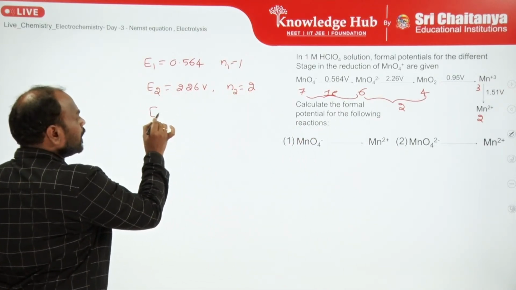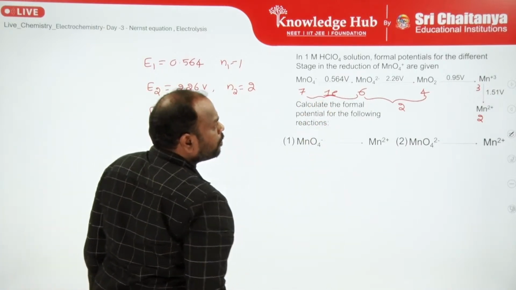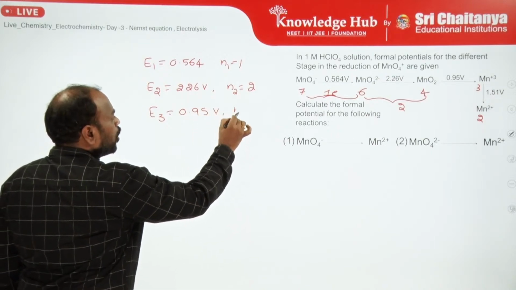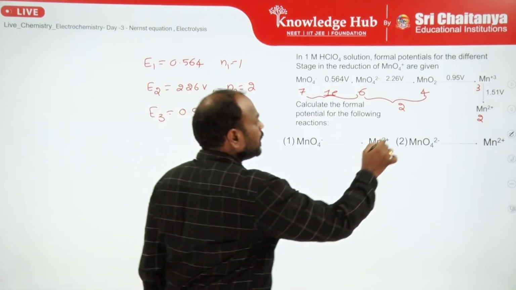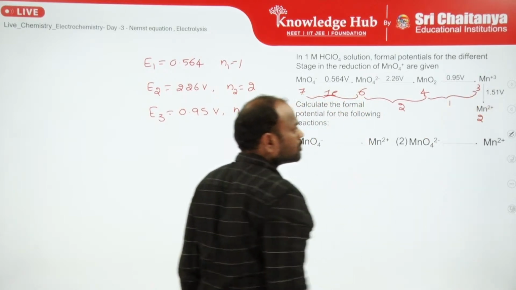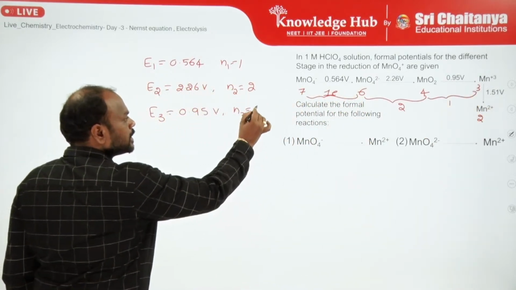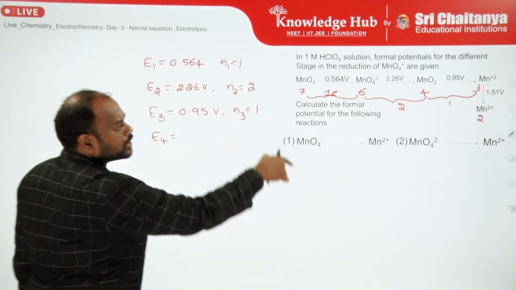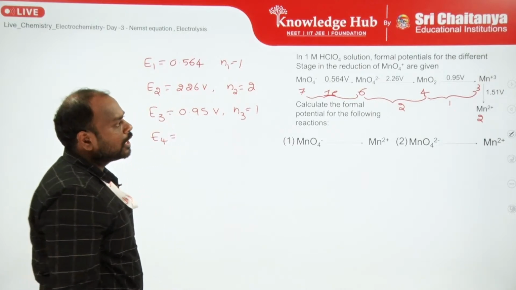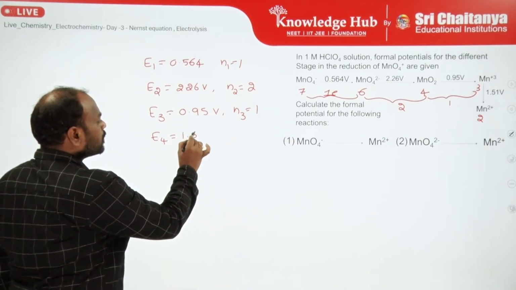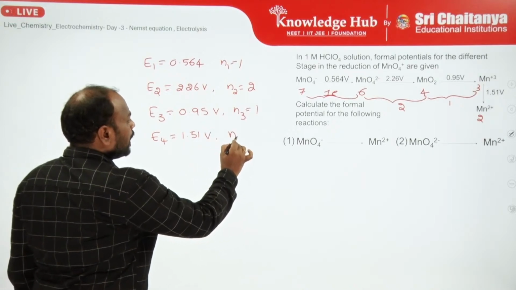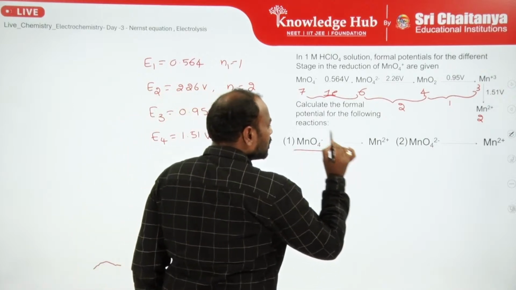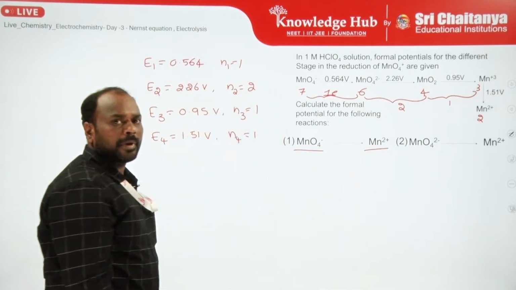E3. What is the third electrode potential in the third step? 0.95. How many electrons are involved from here to here? 1, because 4 to 3 is a change in oxidation number of 1. E4. What is the fourth electrode potential from Mn+3 to Mn+2? That is 1.51 volt. What is the N4 value? 1. Now from which one to which one do we have to calculate? MnO4 minus to Mn+2.